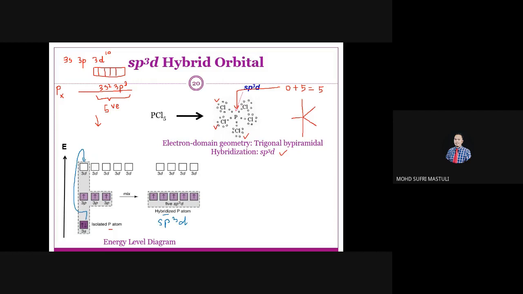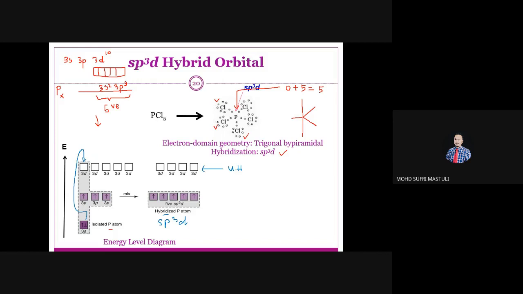S3D, and then the rest become unhybridized. So when we have these 5 single electrons available, we can complete this molecule: one with the second chlorine, third chlorine, fourth chlorine, fifth chlorine. So we already complete the explanation of bonding according to valence bond theory.